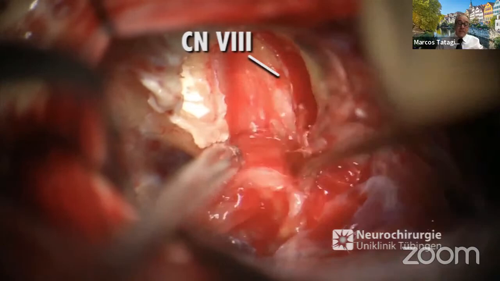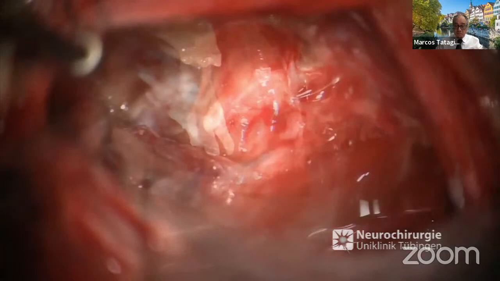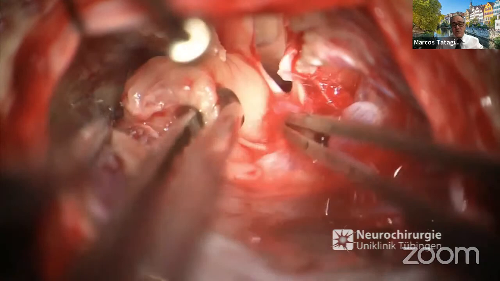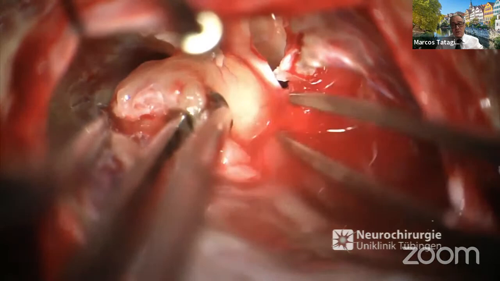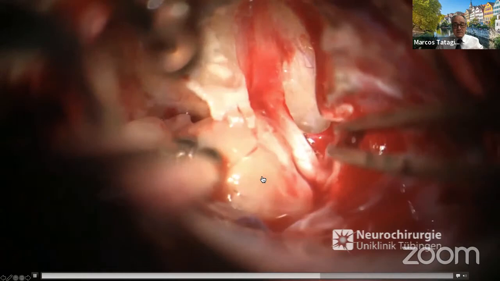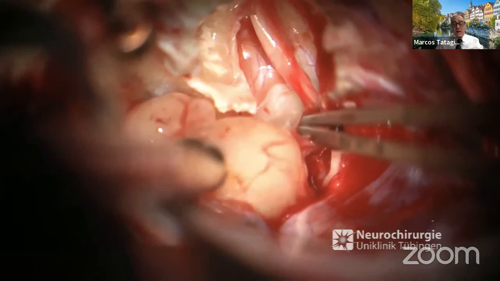And you see, we irrigate a lot of times with papaverine, as Michel has shown in his lecture. We use the same papaverine solution during surgery. And then, you see this kind of two hands dissection. With one hand, we hold the tumor. With the other hand, we separate the structures from the tumor surface. And so this way we can do a really careful dissection without damaging the structures.